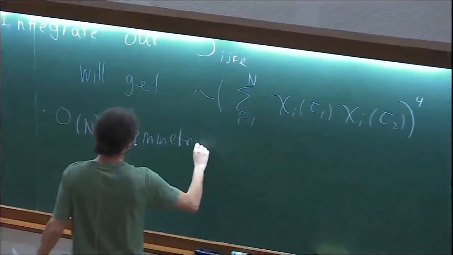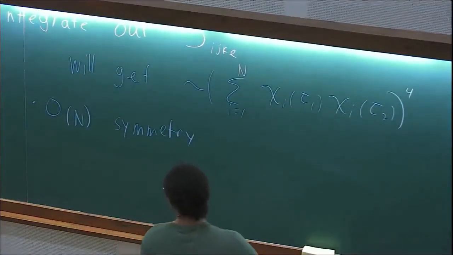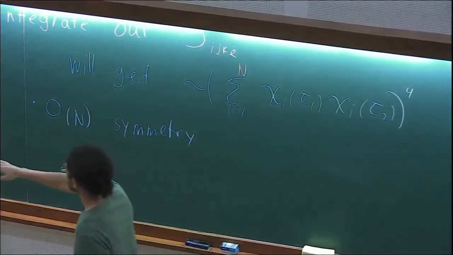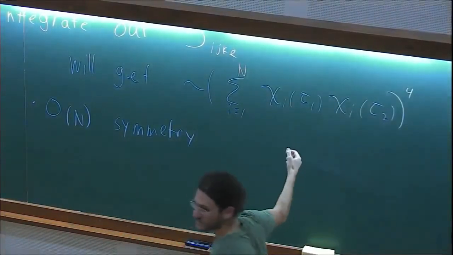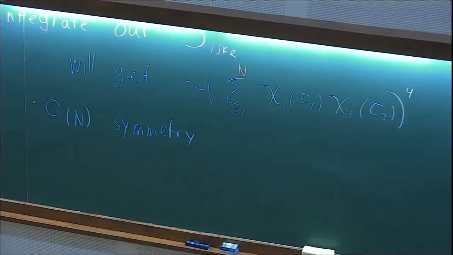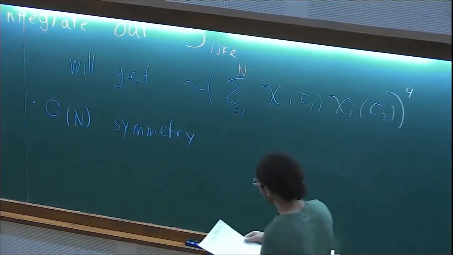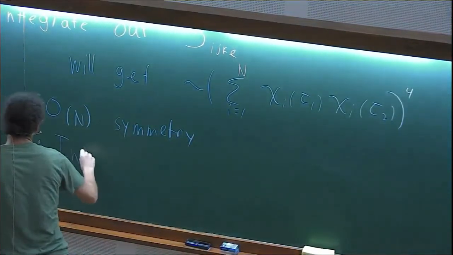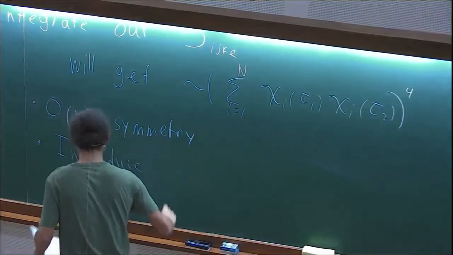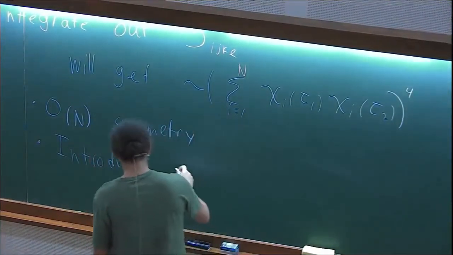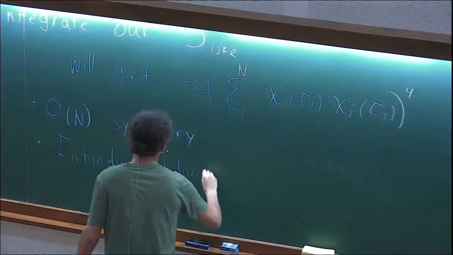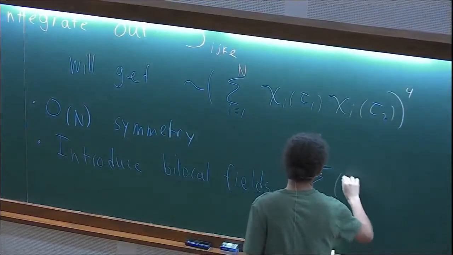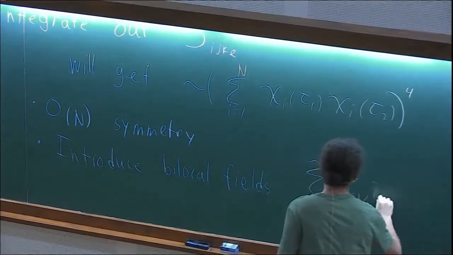So in the current form, it's still not so easy to analyze the action because we still have an integral over fermions and we still have a term like this, which we don't really know what to do with. So using the fact that we have an O(n) symmetry, let me introduce some new fields, my local fields. I'll call them sigma tilde and G tilde.